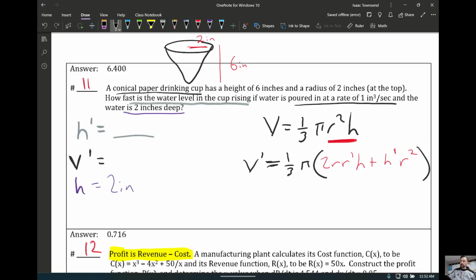I know what v is, or v prime. I didn't write it down. But there's too many other things that I'm missing. I don't know what r is. I don't know what r prime is. And there's not enough information for me to figure this out.